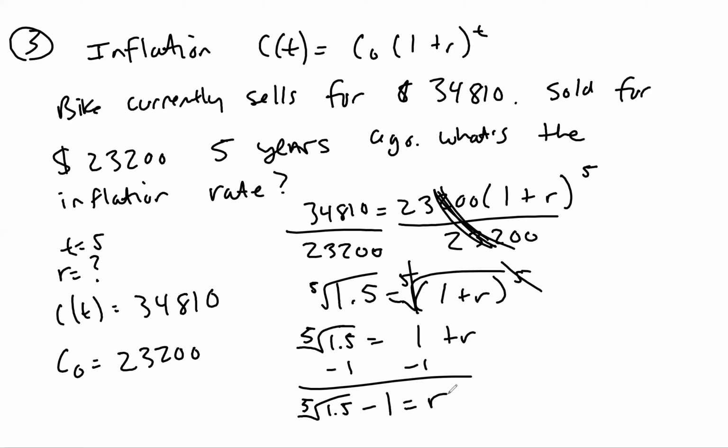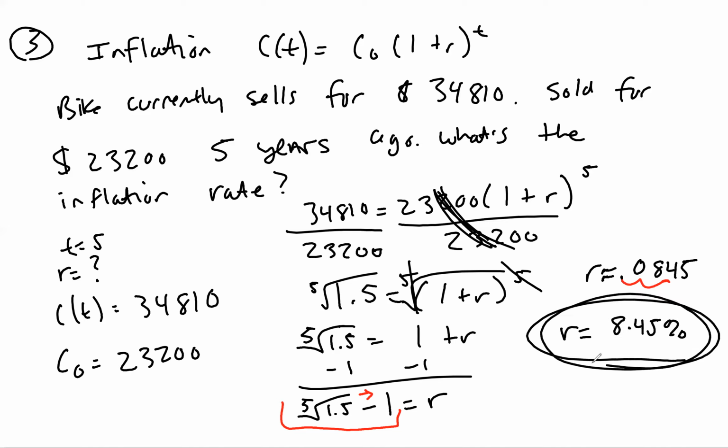And that equals R. So now you're going to type into your calculator the 5th root of 1.5. Then you're going to have to arrow out, and then you're going to do a minus 1. When you do that, you're going to get R equals approximately 0.0845. But we know that our R value, which is the interest rate, has to be in the form of a percent. So we take our decimal point, we scooch it over 2 places, and we say that R is 8.45%. And so the inflation rate for this particular problem is 8.45%. Now we're done. Number 3, done.